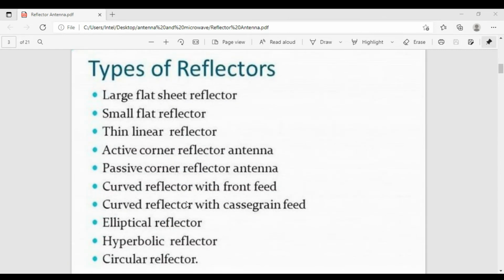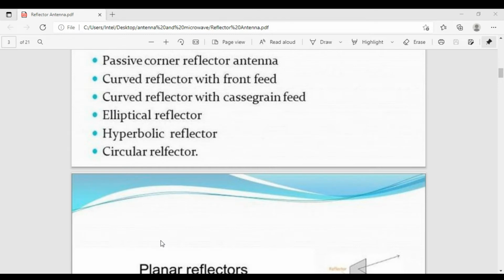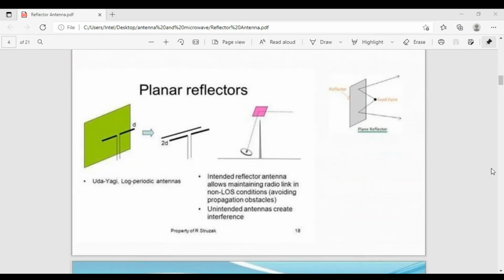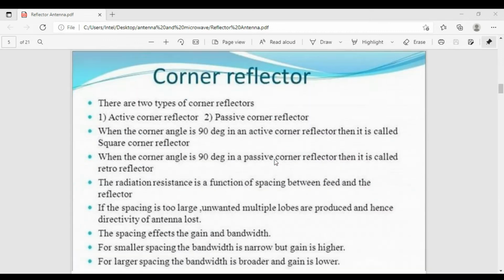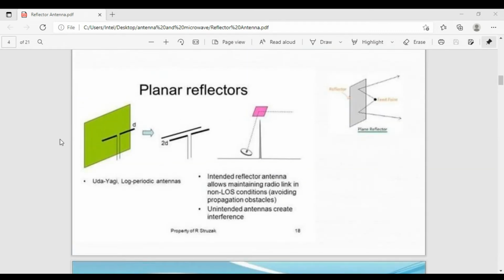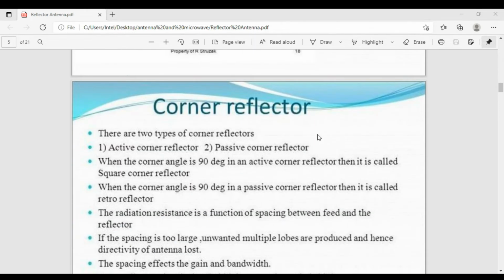Then the curved reflector, the parabolic reflector, whose diagrammatic representation I already showed. Then the elliptical reflector, hyperbolic reflector, circular reflector, etc. Here are the planar reflectors: the simple flat sheet, the thin linear reflector, like that.